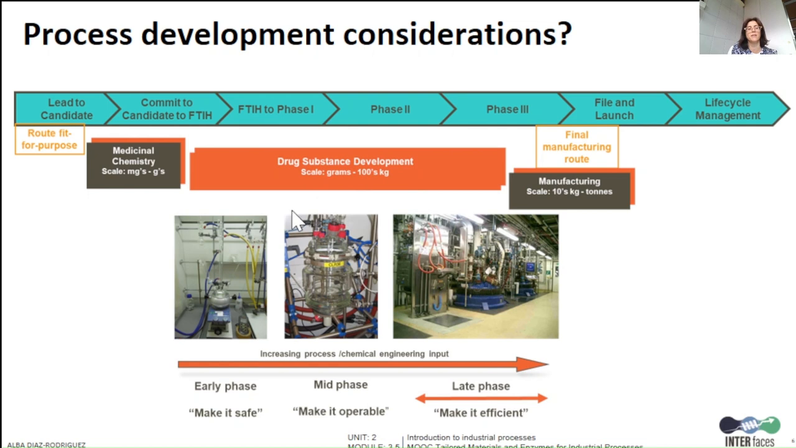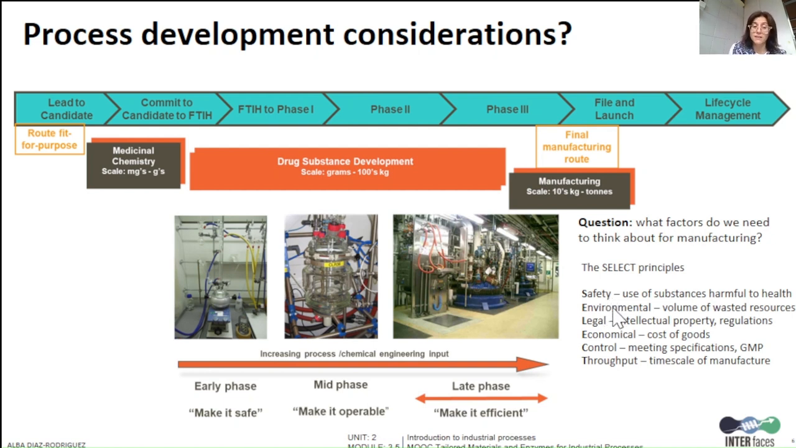This work can be divided into different stages. We have an early phase stage where we need to make sure that the process is safe. A mid-phase development work where we need to make this process operable and robust. And then a late phase where we make this process efficient and ready for manufacture. And the input of engineering increases during this development work.